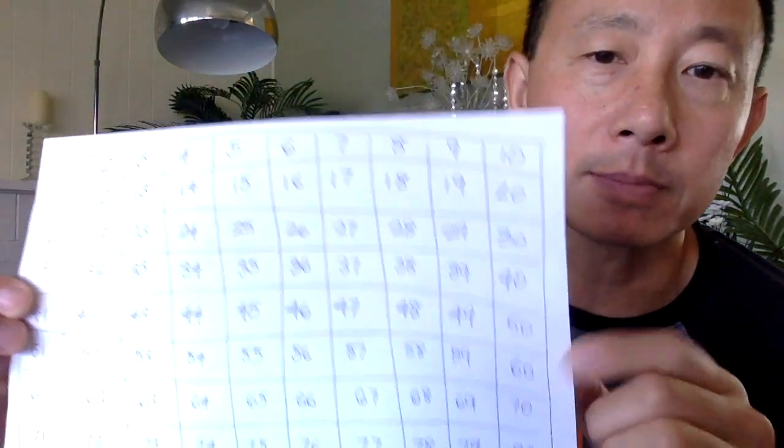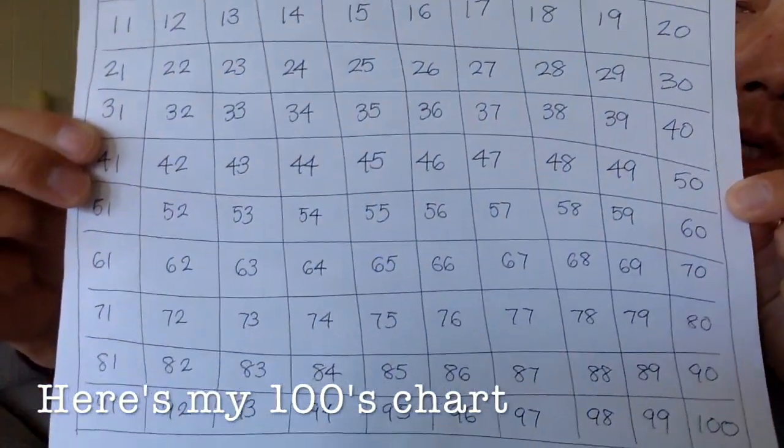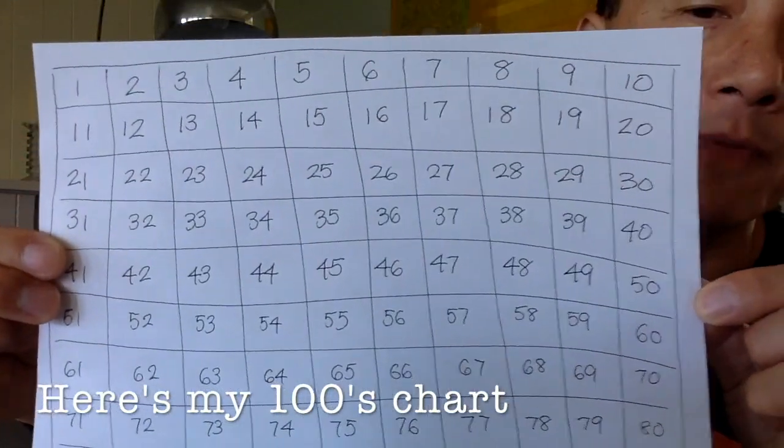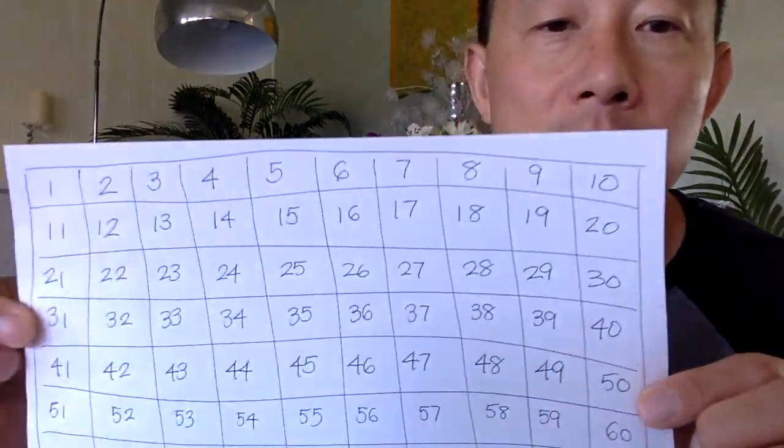Okay, so I'm done. It looks just like that. I went all the way to 100, and if you notice, it's not perfectly straight. Some lines are wider, some lines are a little bit skinnier, but it's my hundreds chart. I can use this to play our game now.